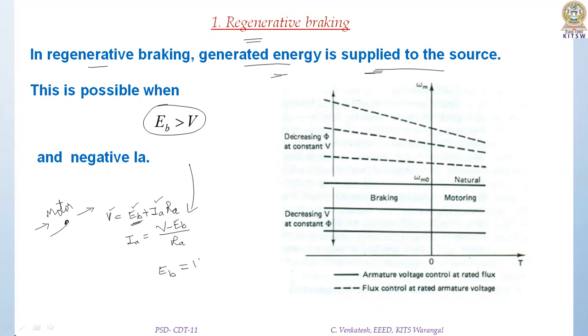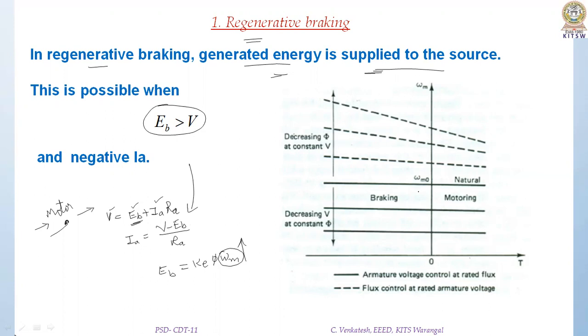We have EB is equal to what? KE phi into omega m. Let us say this speed increases beyond the rated speed, then EB will become greater than V. And another one, if by chance I decrease the voltage intentionally, then V becomes less than EB, and then also current becomes negative. Regenerative operation takes place.